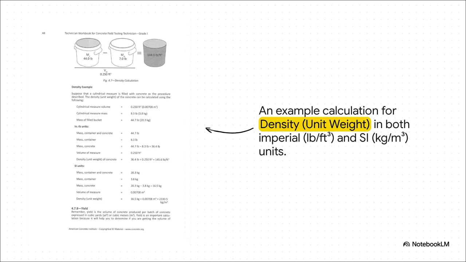Here's a perfect example, pulled right from your manual. You take the mass of the filled measure, subtract the mass of the empty one, and that gives you the net mass of the concrete. Then divide that by the volume of the measure, in this case 0.250 cubic feet, to get your density. I'd recommend you practice this calculation over and over until it's second nature.